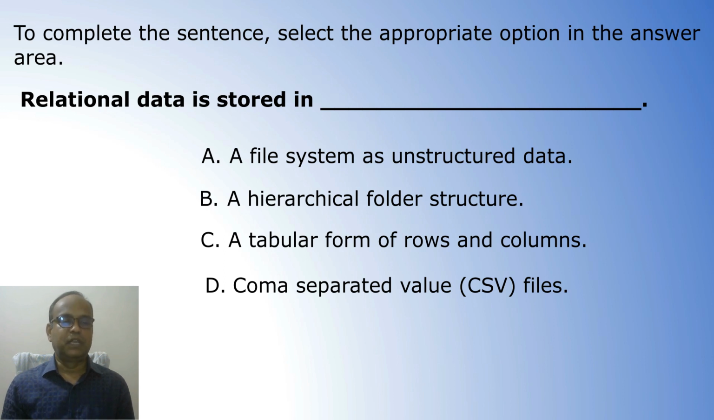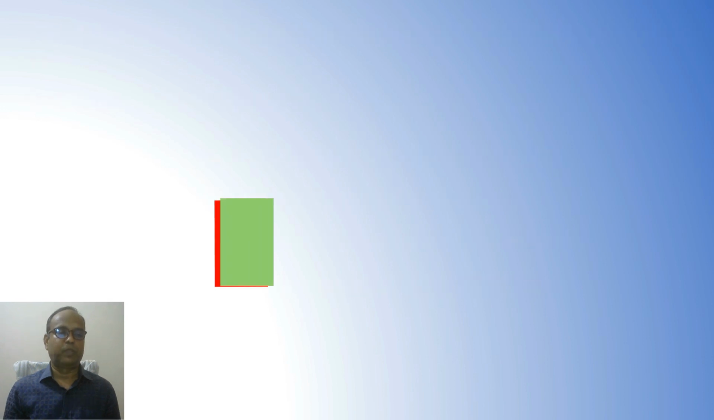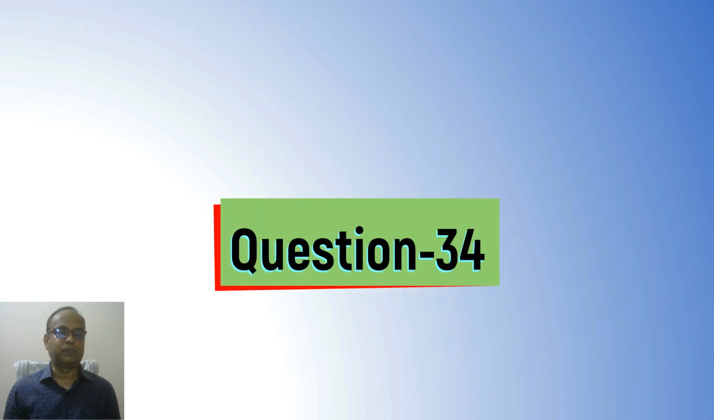Answer. In a relational database, data is stored in a table which is organized into columns and rows. So the correct option is C. Next question, question number 34.